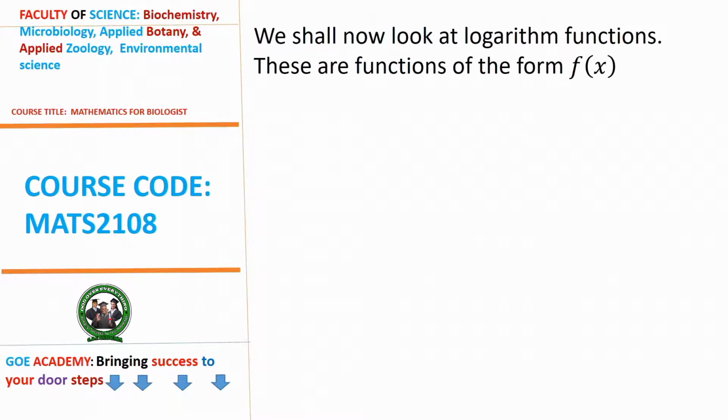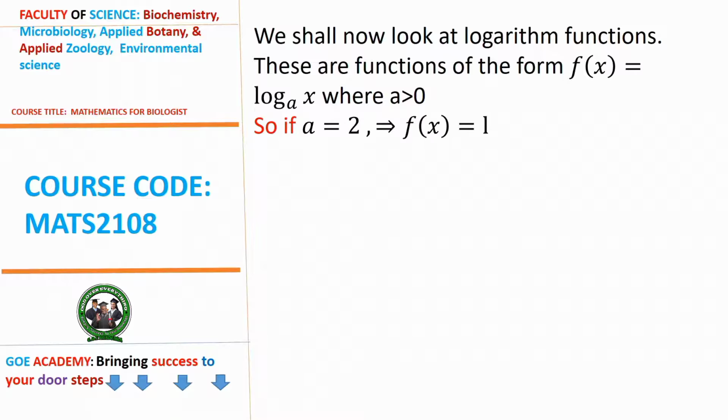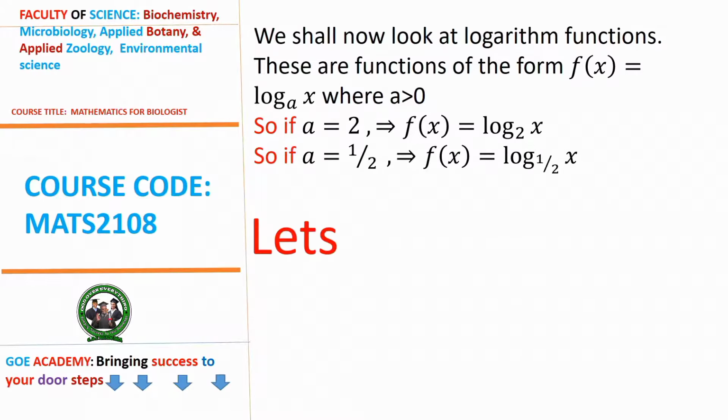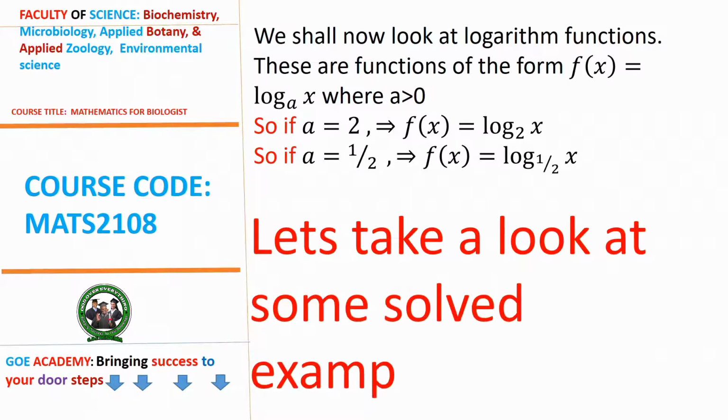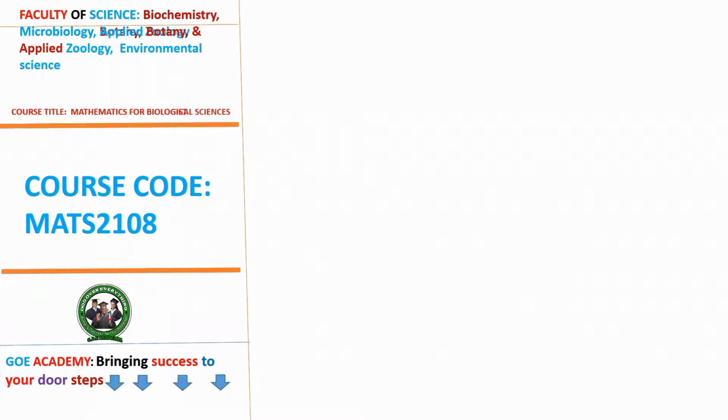So we are going to look at functions of the form f of x equals log x base a, where a is greater than 0. If I say, for example, that my value of a is equal to 2, then f of x should be equal to what? Log x base 2. Are we okay? Just replace the position of a by 2. If a equals a half, we're going to have log x base a half. a is just acting as a base. Let's take a few examples for better understanding.